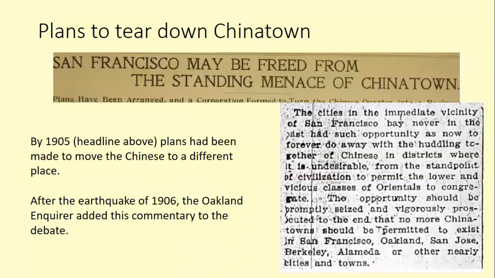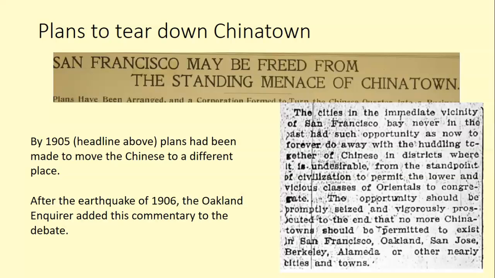Or over to the right, the Oakland Inquirer has said the cities in the immediate vicinity of San Francisco Bay never had in the past such an opportunity as now to do away with the huddling together of Chinese in districts where it is undesirable from the standpoint of civilization to permit the lower and vicious classes of Orientals to congregate. This has little recognition of the fact that the Chinese were forced to go to that place. And then it moves on that the opportunity should be promptly received to move these people out of the Chinatown as it was then.